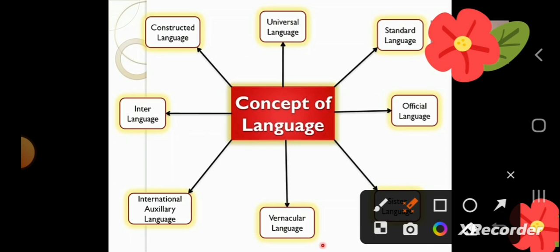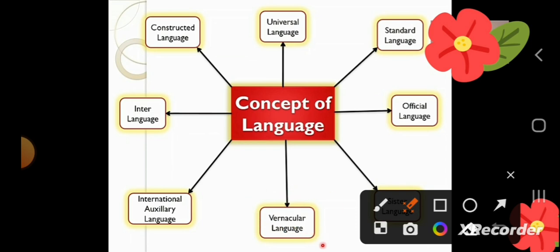International auxiliary language. A language created or adopted to facilitate communication between speakers of different native languages on an international scale. Esperanto is a prominent example, designed to be a neutral and easy to learn language for global communication.